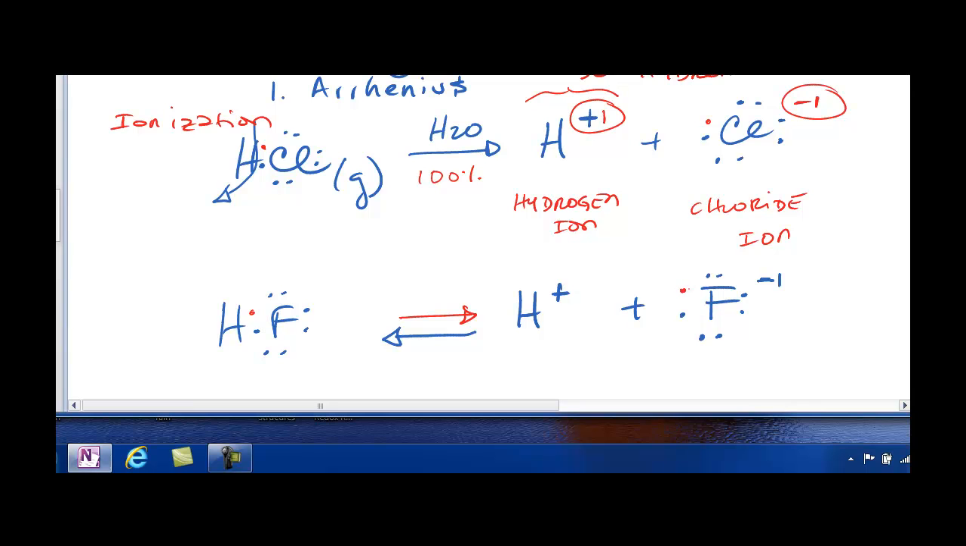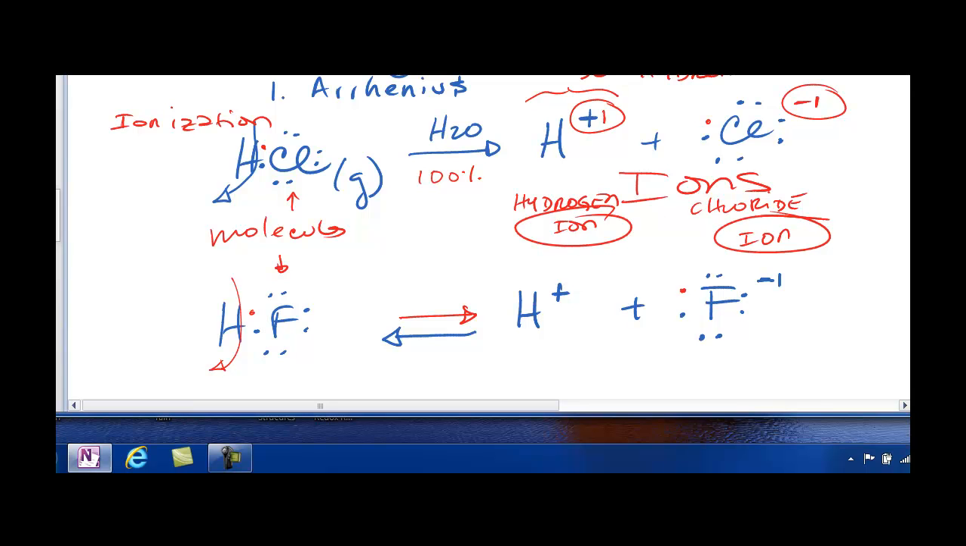But that H ended up separated from the F. No longer a molecule. So these are molecules. That's a molecule. That's a molecule. They have covalent bonds. Electrons are shared. As opposed to, what are these? These are ions. That's an ion. That's an ion. That's an ion. That's an ion.